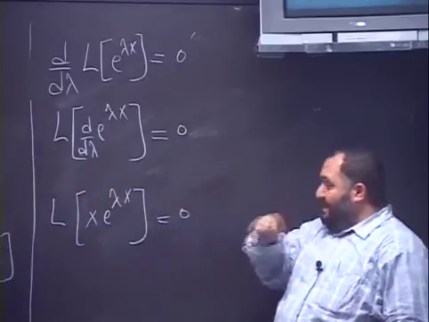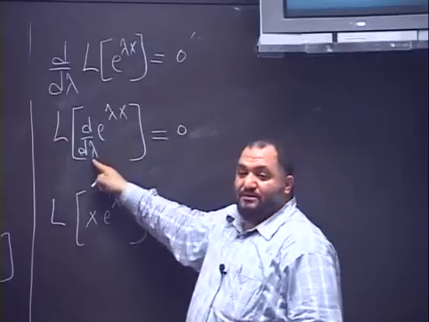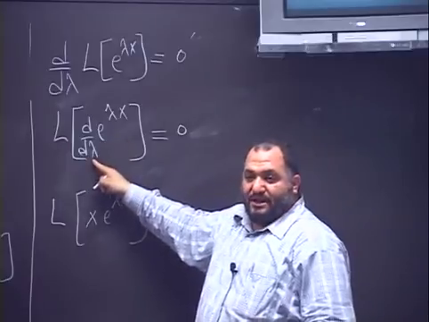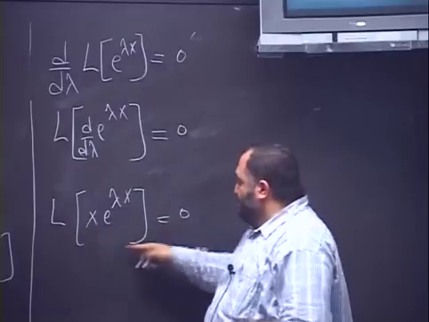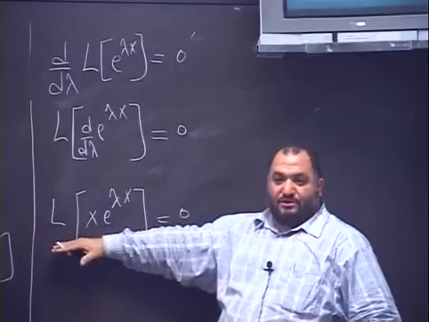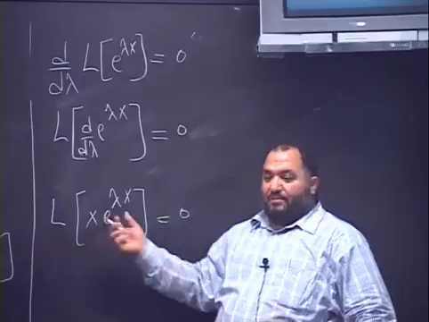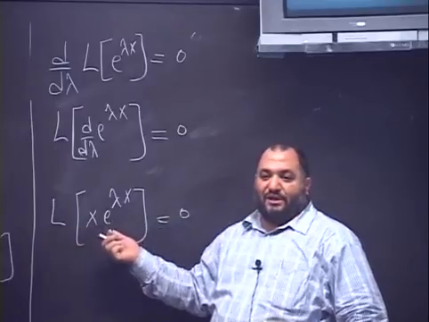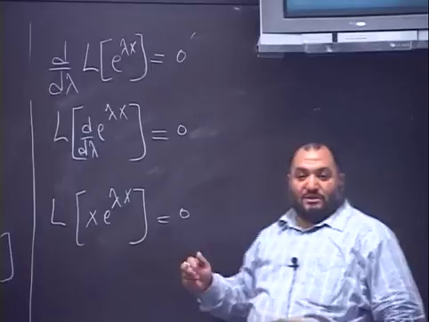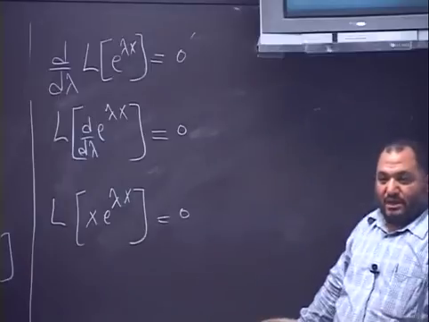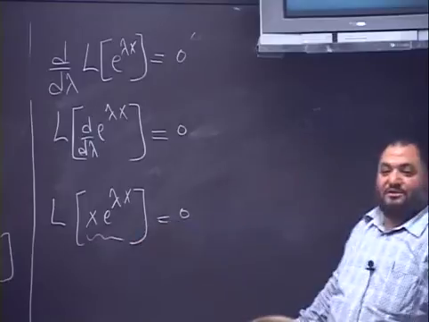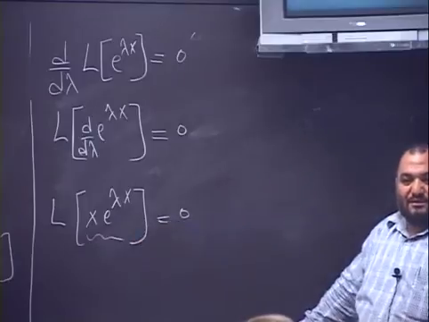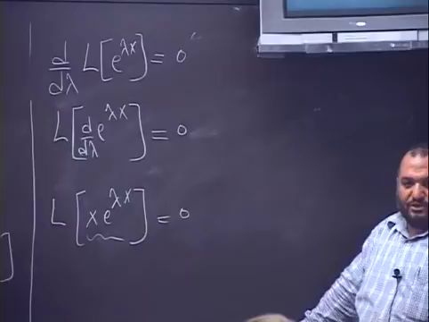I just differentiate this with respect to lambda, and it gives me x e to the power of lambda x. What does this mean? This is the same differential equation, but instead of the solution being y, now the solution is x e to the power of lambda x. So x e to the power of lambda x also represents a solution for the differential equation.